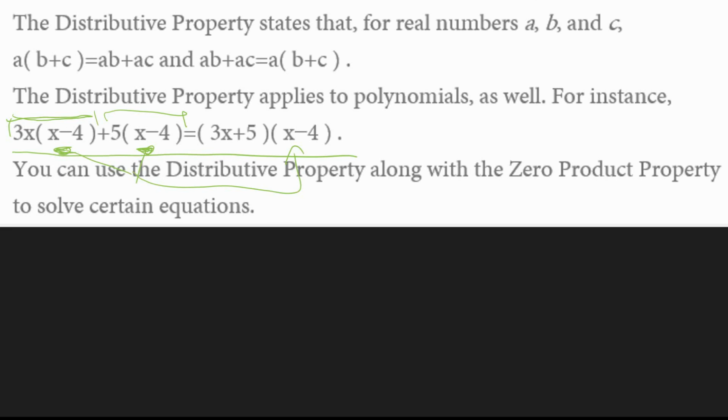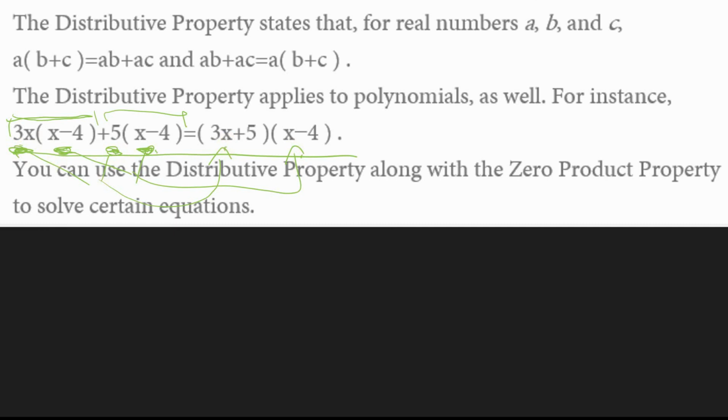Then you ask yourself, okay, once I've pulled out the x minus 4, what's left? You notice in the first term, you have a 3x remaining after you pull out the x minus 4. And in the second term, you have a 5 that's left. That's a positive 3x, and that's a positive 5. And if you look here, that's where they are. There's a 3x plus 5. So literally, you take what's common, what they both share, and you stick it to the side, and then you take what's left, put it together, and stick it on the side.